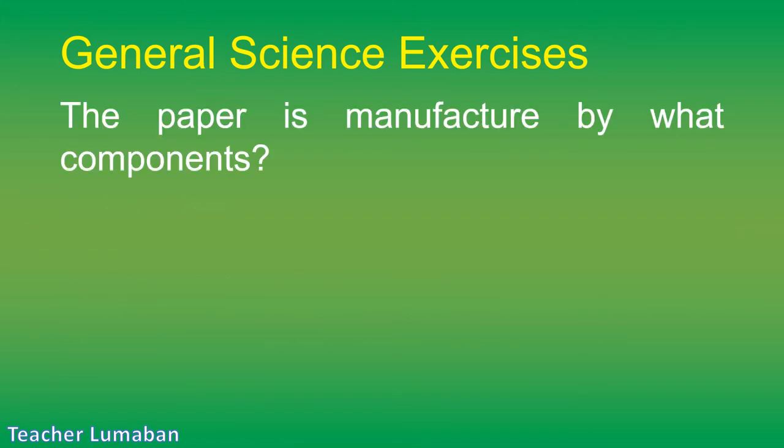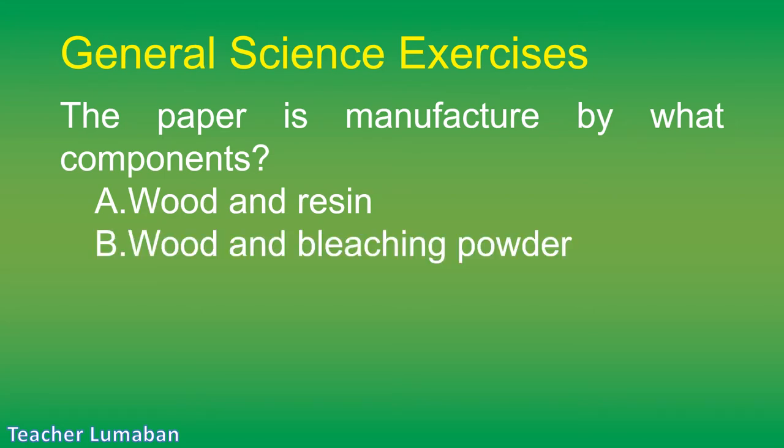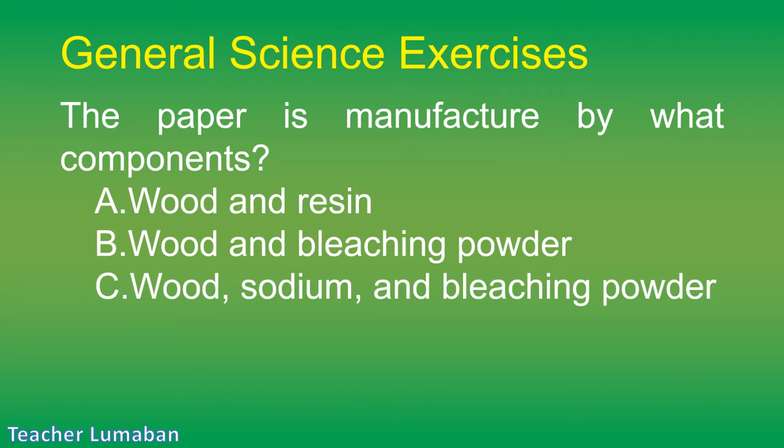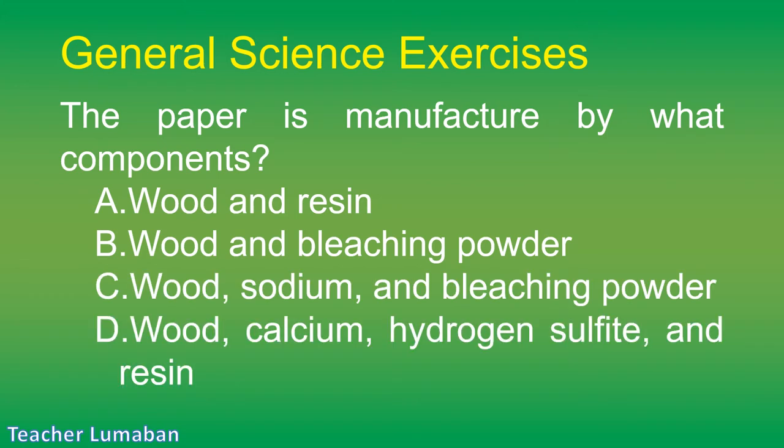The paper is manufactured by what components? Letter A, wood and resin. Letter B, wood and bleaching powder. Letter C, wood, sodium, and bleaching powder. Letter D, wood, calcium, hydrogen sulfide, and resin. Choose the suitable answer to the following choices in 5 seconds. 5, 4, 3, 2, 1.